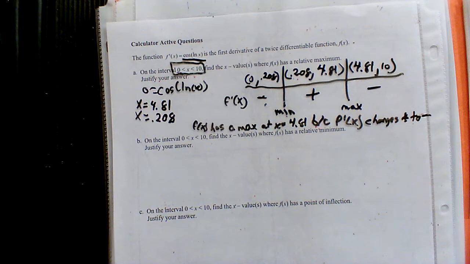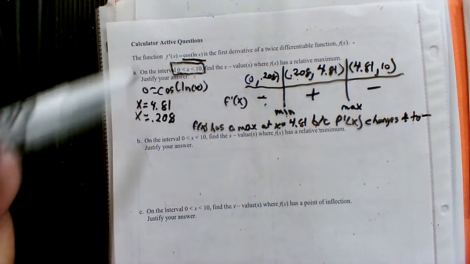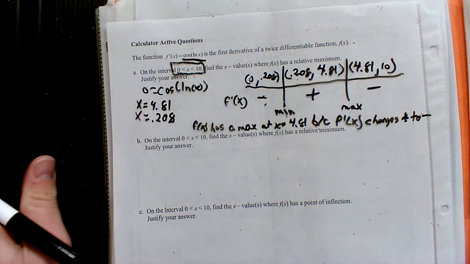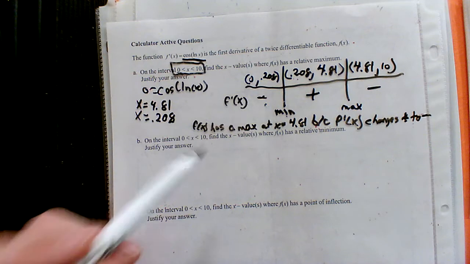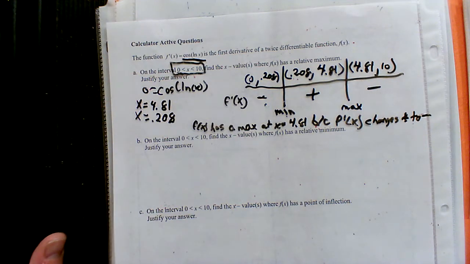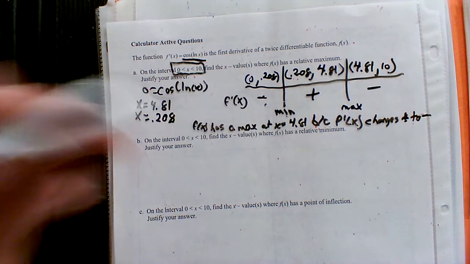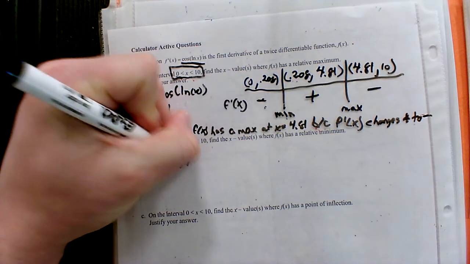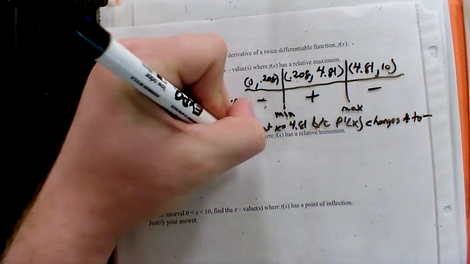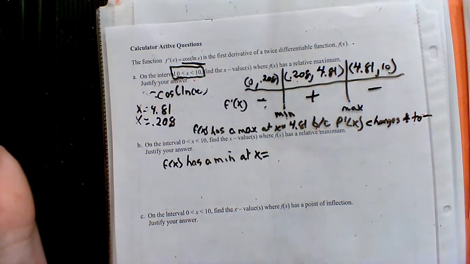Do we have any questions on how we found that max? With the calculator, we're okay with how we found the zeros? All right, so if there's no questions with part A, let's go to part B. So it's going to be dealing with the same function because we're underneath this still. So part B, on the interval from 0 to 10, well, nothing has changed. We're still dealing with the same function. We're still dealing with the same interval. Find the x values where f of x has a relative min. Justify your answer. Well, have we already done the work for this? Yeah, we have. So we know f of x has a min at x equals what value?